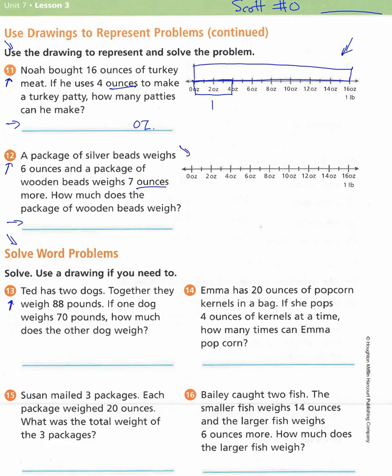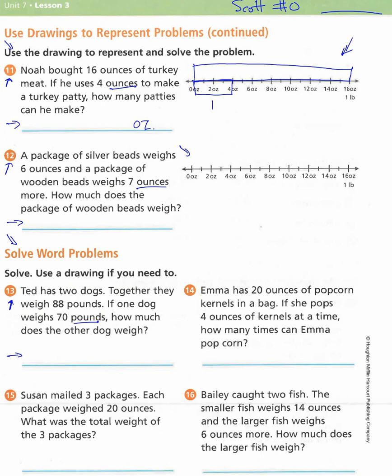Ted has 2 dogs. Together, they weigh 88 pounds. So that's our total. If one of those dogs weighs 70 pounds, how much does the other dog weigh? And just so our label is pounds. So right here, you're going to write an equation. I'll say that again. Together, they weigh a total of 88 pounds. So if one of them weighs 70, how much does the other dog weigh? Go ahead and write your equation and your answer on that line.